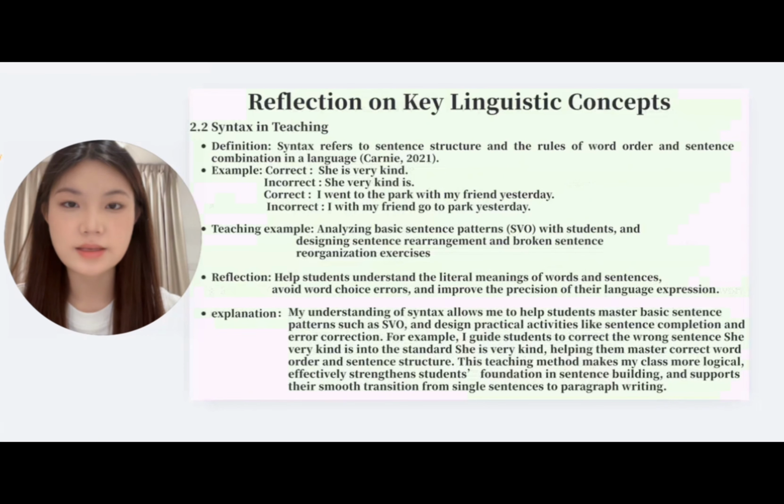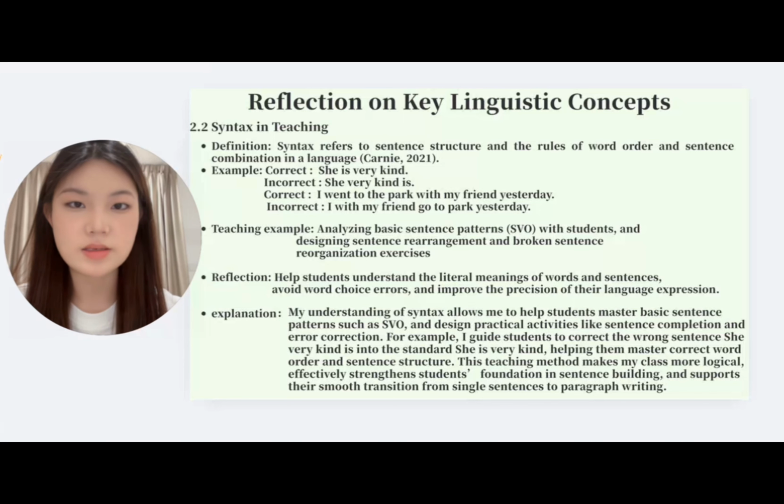Second, syntax in teaching. My understanding of syntax allows me to help students master basic sentence patterns, such as SVO, and design practical activities like sentence completion and error correction. For example, I get students to correct the wrong sentence "She very kind" into the standard "She is very kind," helping them master correct word order and sentence structure.